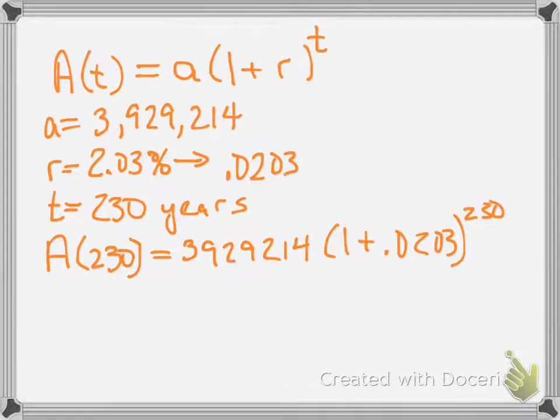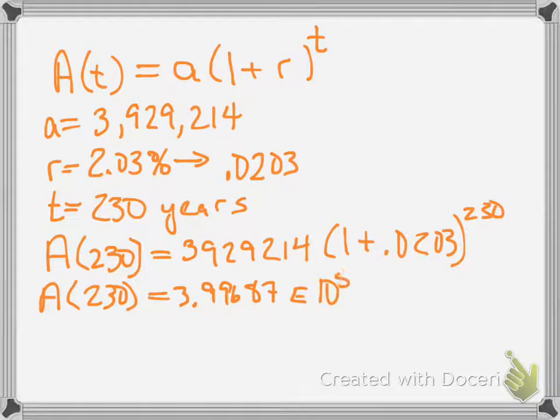When I type all this in at once, what the calculator gives me initially is 3.99687 times 10 to the 8th power. But if you highlight that and press enter, it will show you the full number. That's saying 399,686,622, and I don't need to worry about anything else because this is whole people. We can't have decimals.